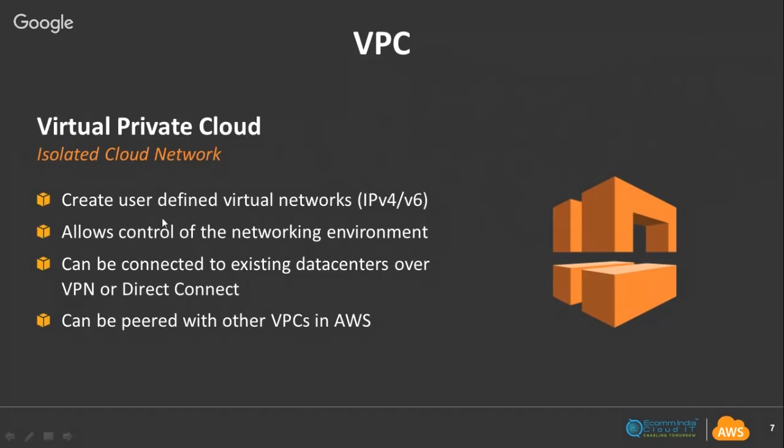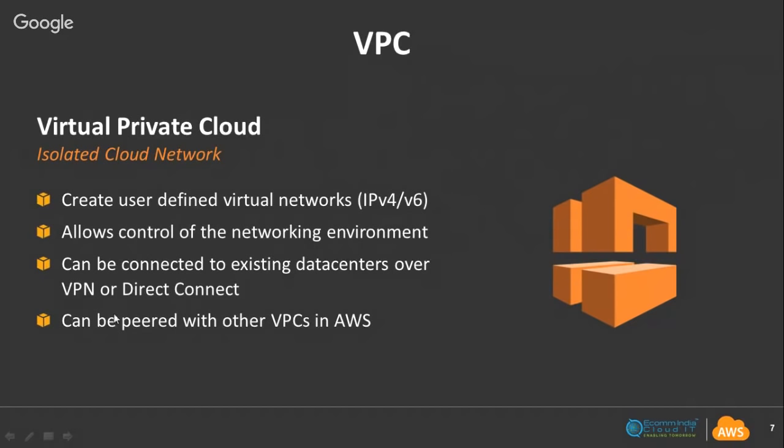So virtual private cloud is basically having your own defined network within AWS. It allows you complete control of your networking environment. Like I mentioned, you control who gets into your network, what kind of traffic goes out from your network, etc.